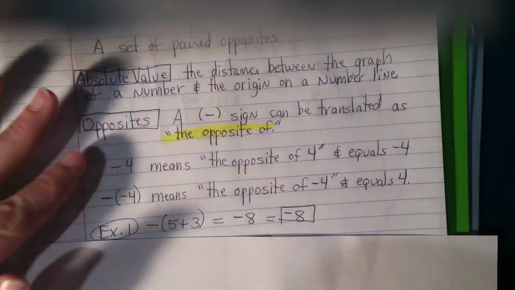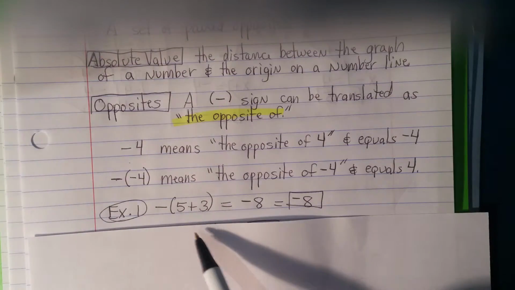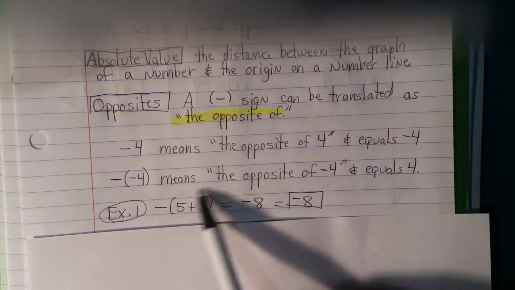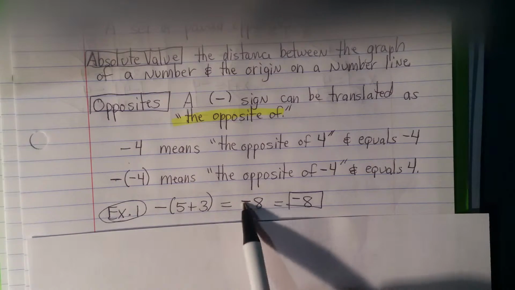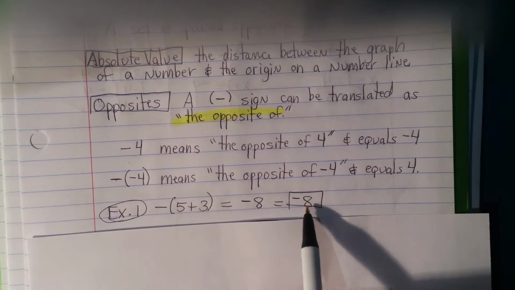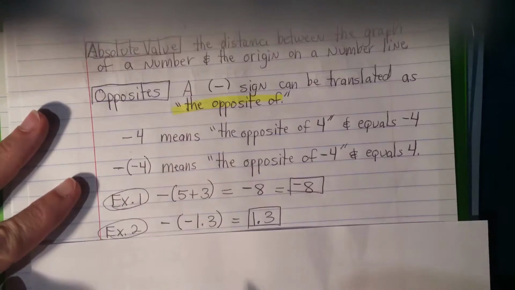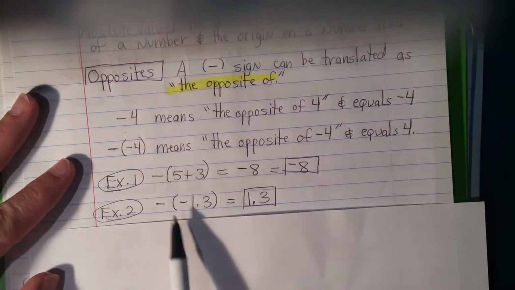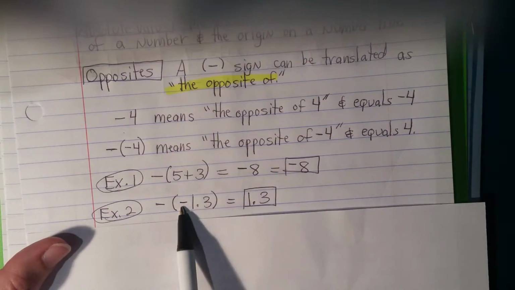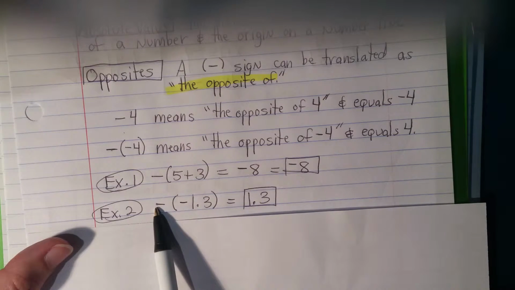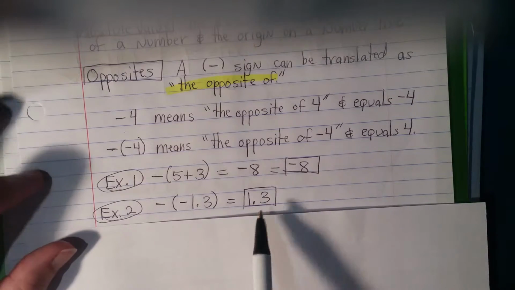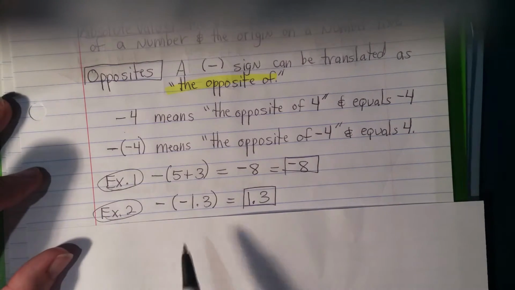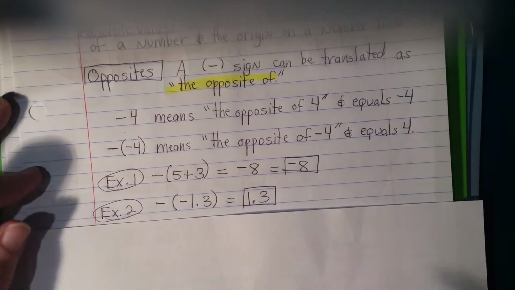Example 1, -(-5 + 3). Solving the inside of the grouping symbol first gives you -2... The opposite of that result is shown on the board. Example 2, -(-1.3) means the opposite of -1.3, which is a +1.3. Or you could just know that 2 negatives cancel out and make a positive.